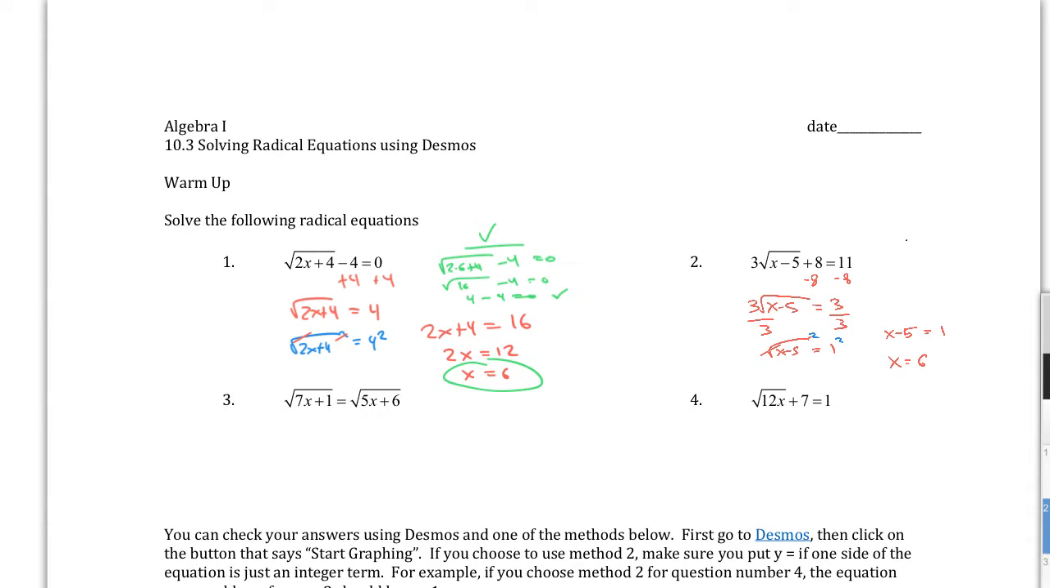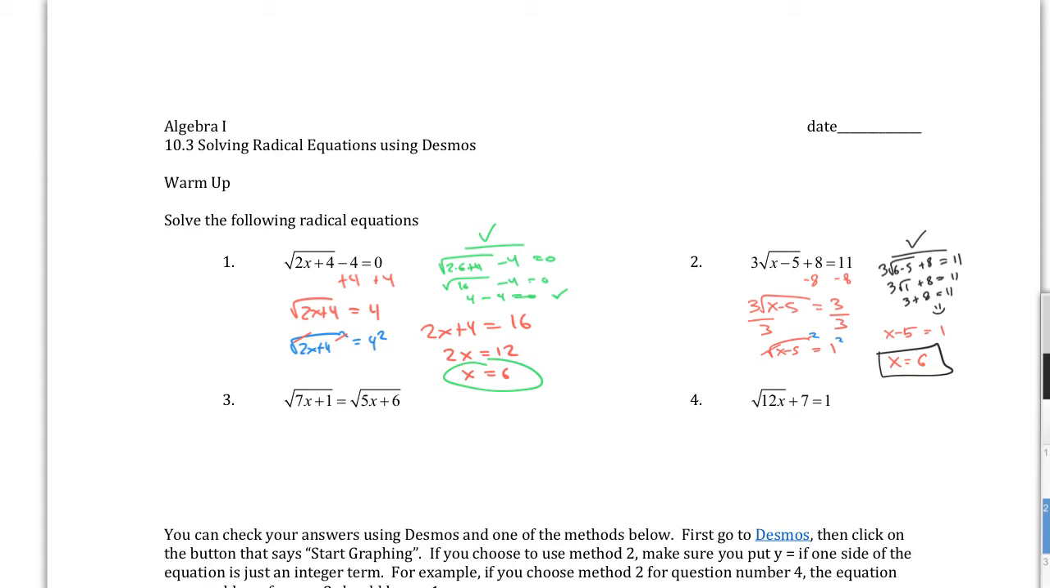And let's check it. 3 root 6 minus 5 plus 8, does that equal 11? That'd be 3 root 1 plus 8 equals 11. That's 3 plus 8, which is 11. So we're happy. So there's my x equals 6.